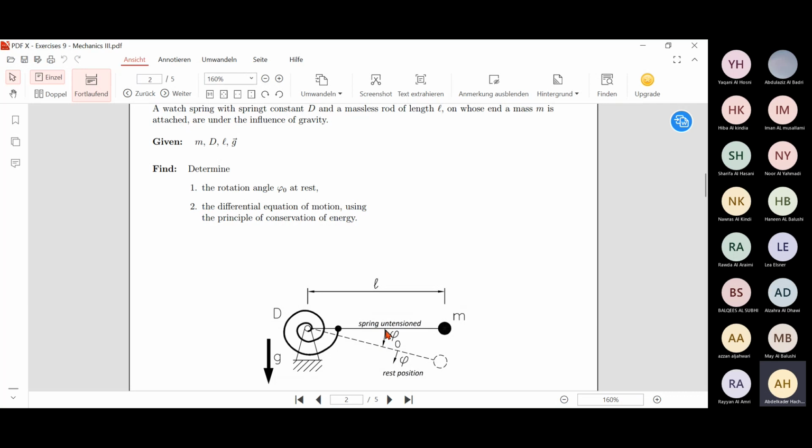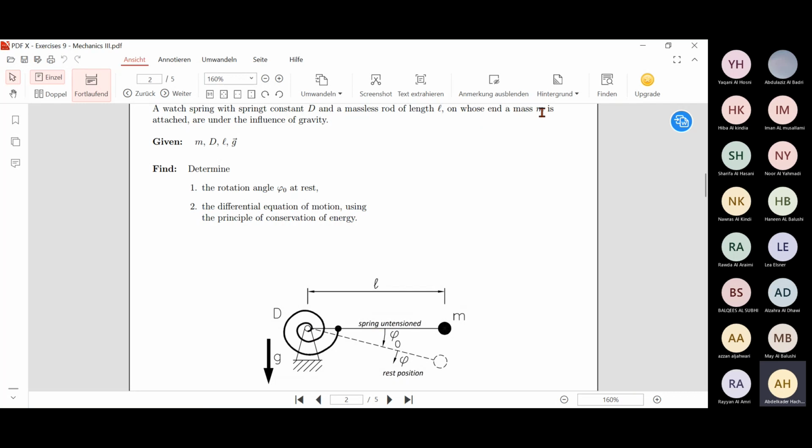Here we have phi0, the spring from the position where the spring is unstressed to the rest position, and after this there is the motion, let's say oscillating. The mass m with the rod will oscillate due to this spring, which is attached at this point, by the pivot, in the pivot.